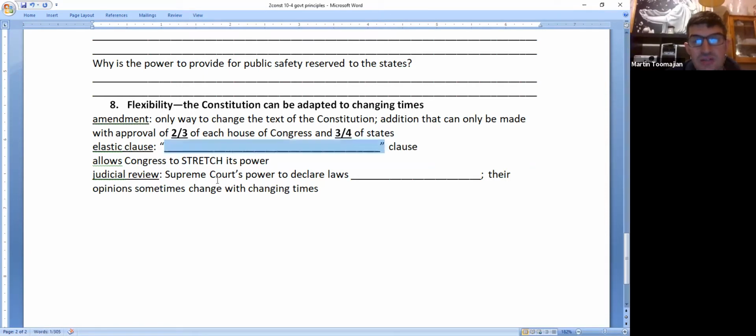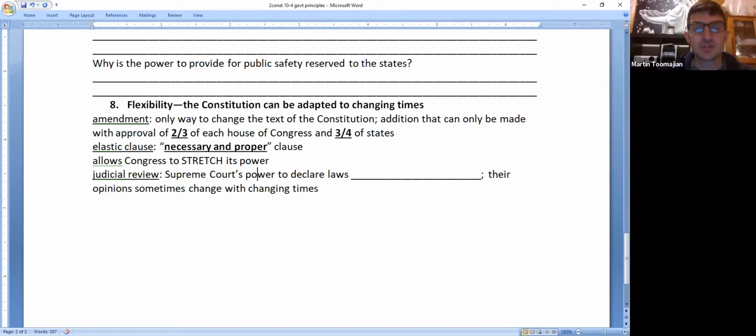The elastic clause is another way that the Constitution's power can be stretched, because remember, Congress is delegated certain powers, but one of those powers is the power to do whatever is necessary and proper in relation to completing all its other powers. And that is a broad enough phrase that it can be used to stretch the power of Congress quite a bit. The necessary and proper clause, the elastic clause, allows Congress and thereby the whole national government to stretch its power.